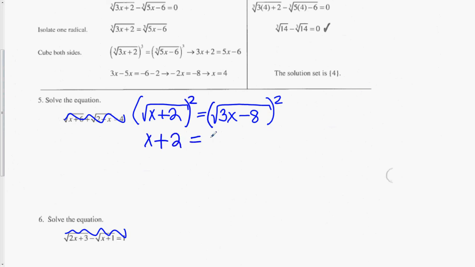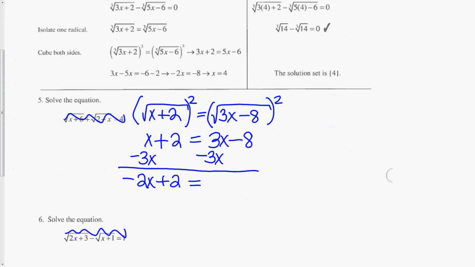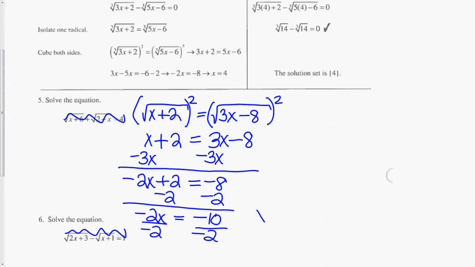So x plus 2 equals 3x minus 8. So we're going to solve this just like we normally would. I'm going to subtract 3x from both sides. So negative 2x plus 2 equals negative 8. Subtract 2. So negative 2x equals negative 10. Divide by negative 2. So x equals 5 for this one.